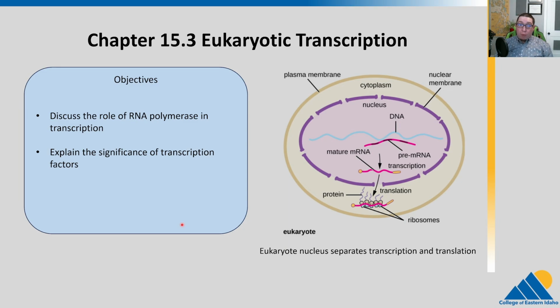All right, transcription in eukaryotes is very similar to prokaryotes. There's just a couple of differences in terms of location and how it started and what controls it. But for the most part, RNA polymerase is coming in and functioning in terms of copying the same way. Now, we're going to talk about the role of RNA polymerase in this.